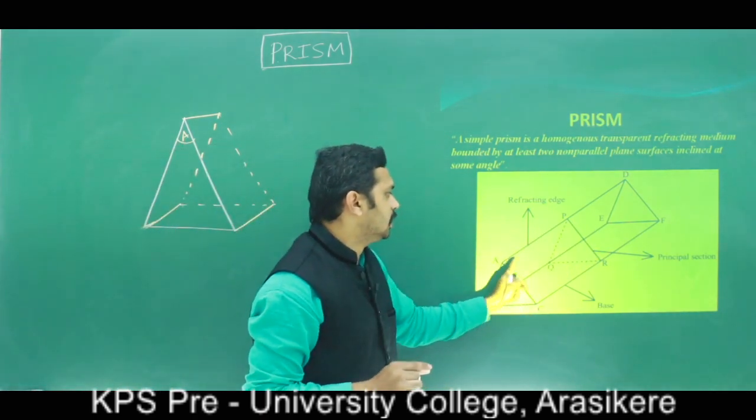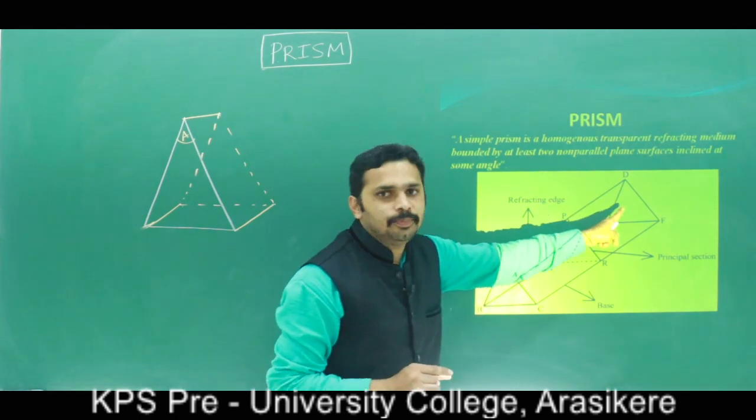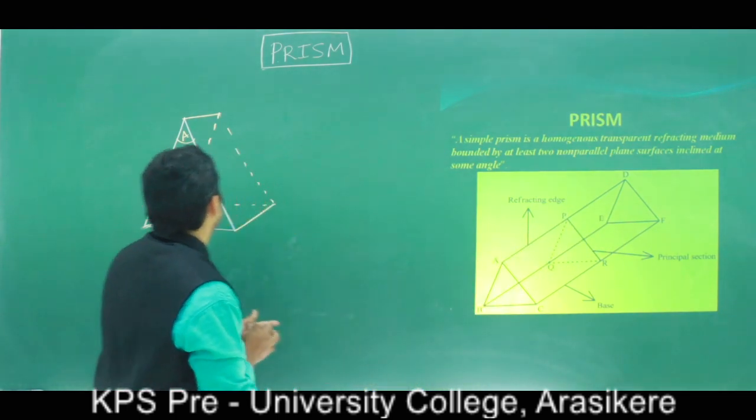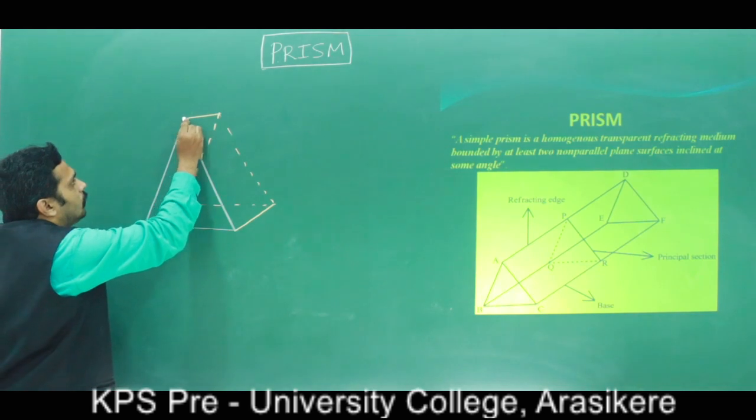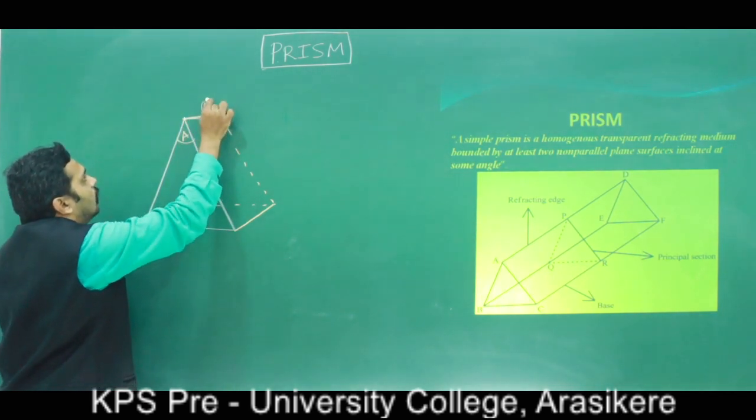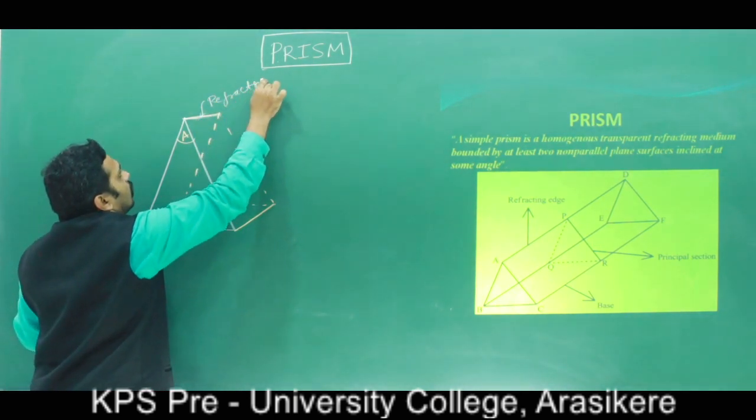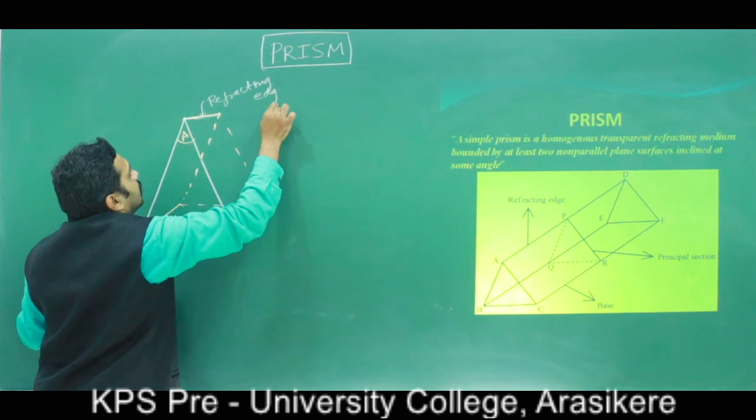A prism is a homogeneous medium. This is one triangular face. This is another triangular face. Now in between the two triangular faces, there is one edge. This edge is called the refracting edge.